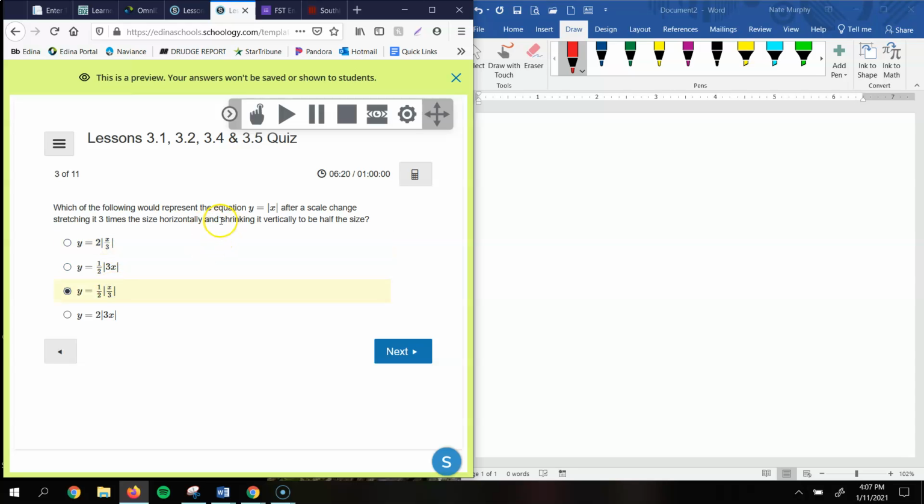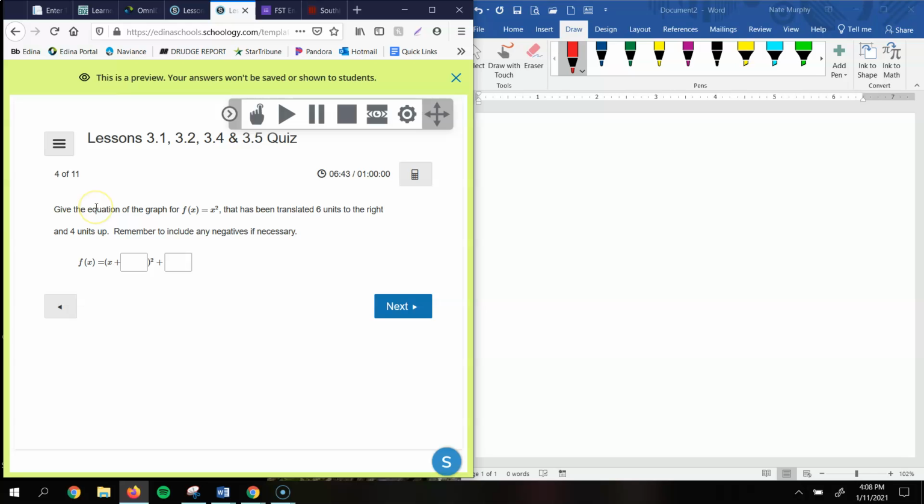So let's read on. It's going to be shrunk vertically to be half the size. So that means that after we do something with the x, that's how it's going to be affected vertically. And the fact that it's going to be half the size vertically tells me it's going to be this one here, because the 1/2 is going to happen after we take x divided by 3.